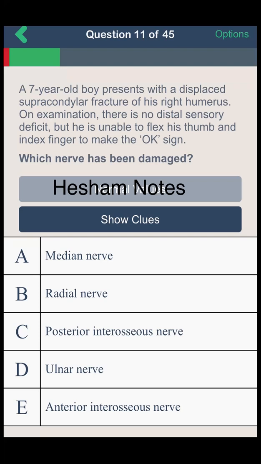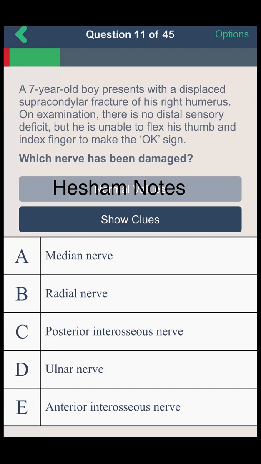Okay, please keep it from now because you will need this information for part B OSCE also. Okay sign is assessing the integrity of anterior interosseous nerve. Please keep it. There is no sensory loss. Okay sign, of the flexor pollicis longus and flexor digitorum profundus, is assessing the anterior interosseous nerve. Please keep it. Okay sign is an anterior interosseous nerve.